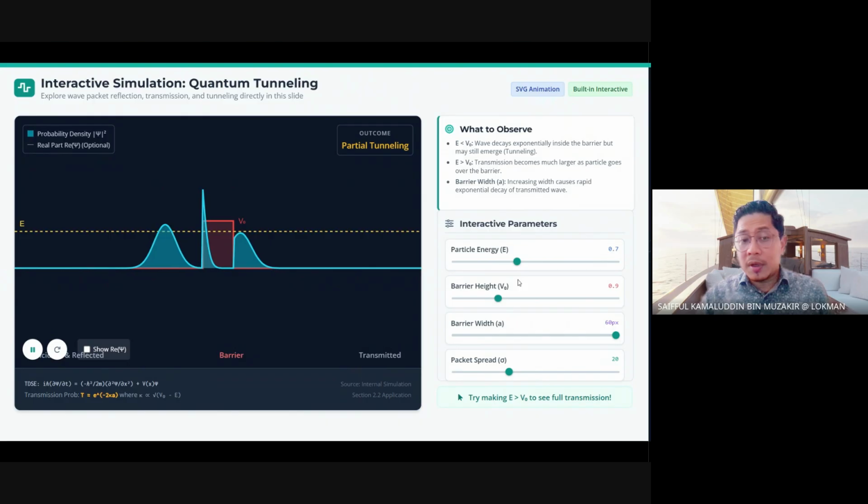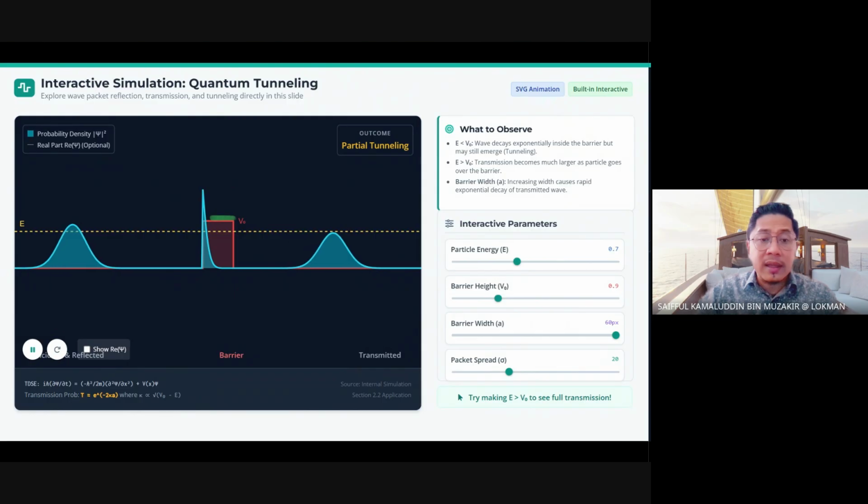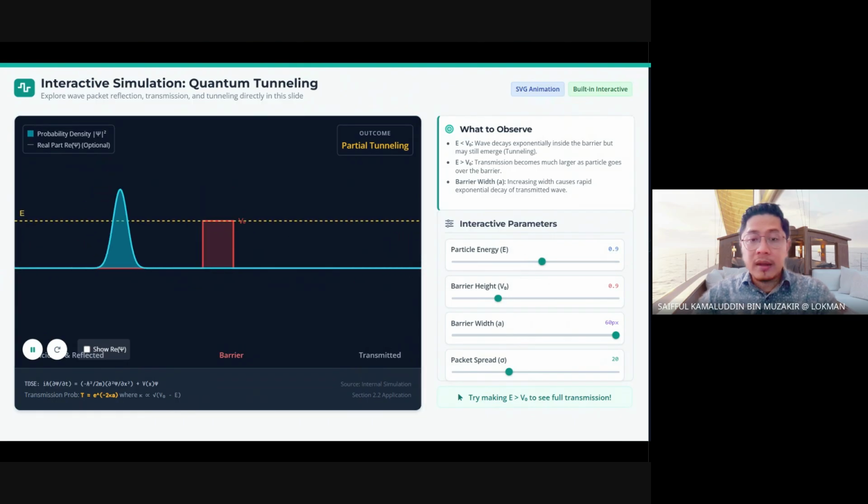Yeah, see. The yellow part is actually the energy level of the electron beam. So this one, the energy level of the incoming electron beam is lower than the barrier. If we overcome the barrier, it means that our wave can transmit through very easily.